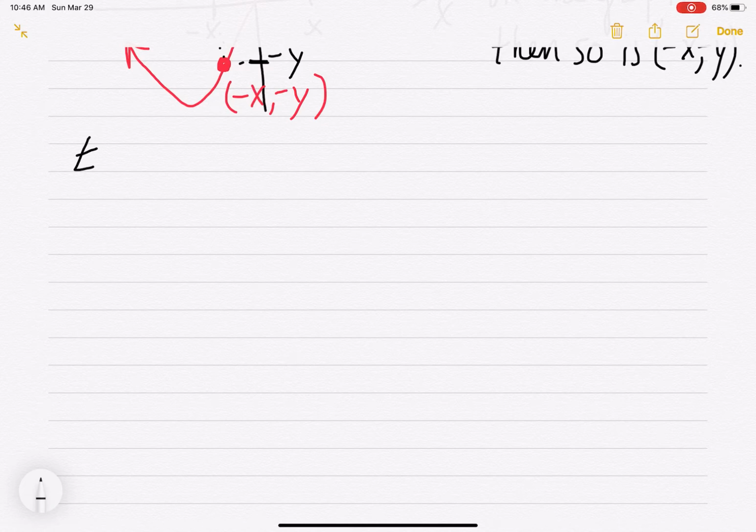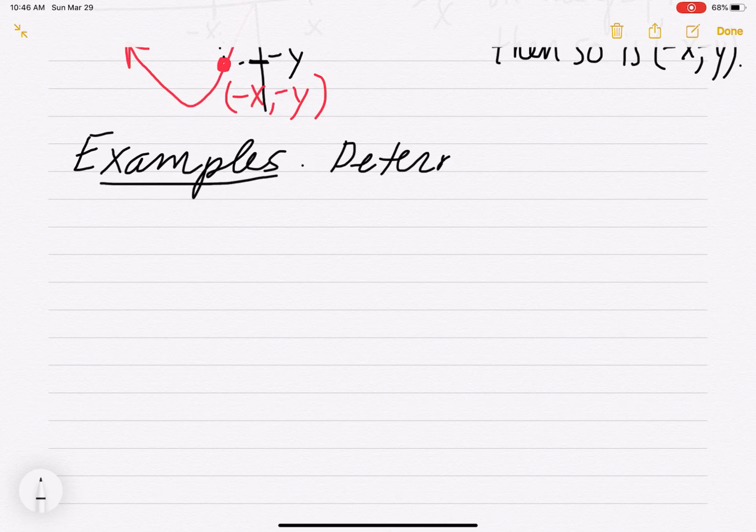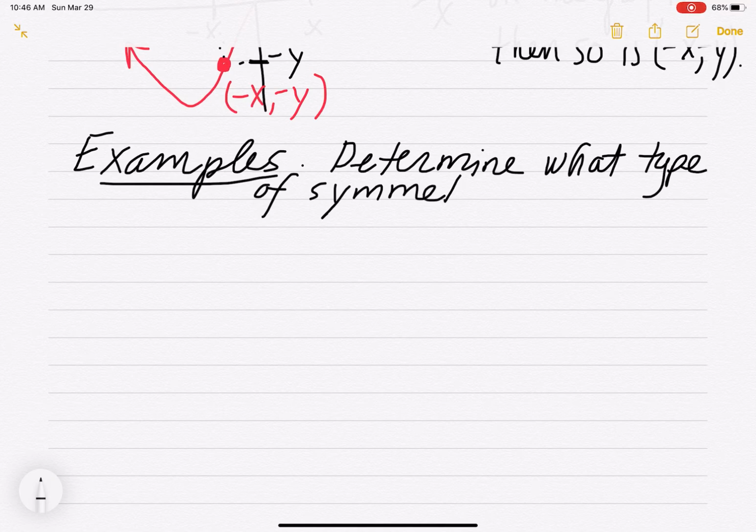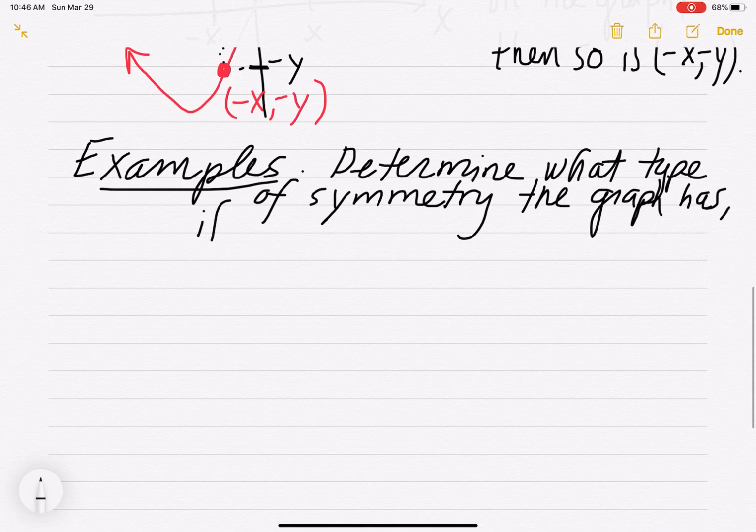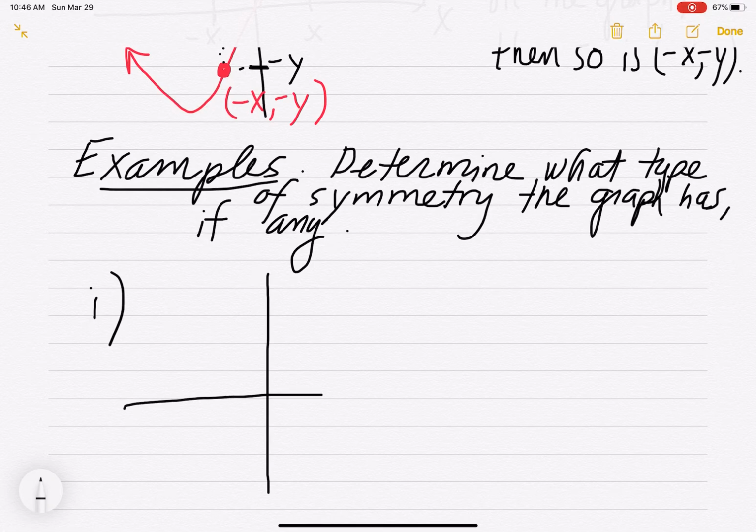So examples. Determine what type of symmetry the graph has, if any. It may not have any kind of symmetry. Okay, here's our first example. We're going to draw a picture and we're going to see, can you identify if there's any kind of special symmetry here?